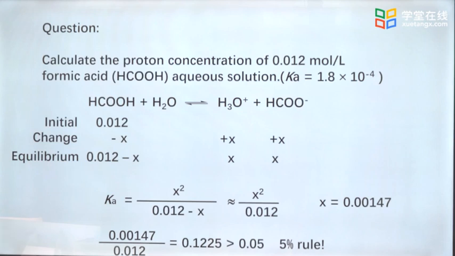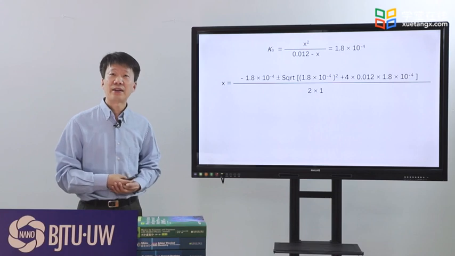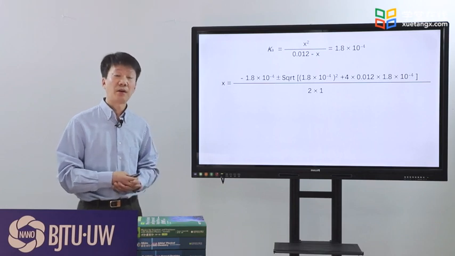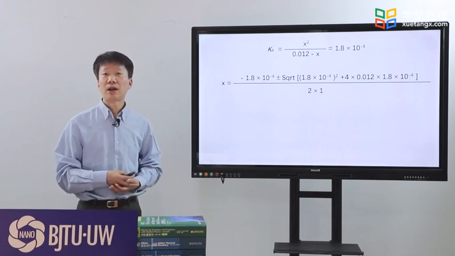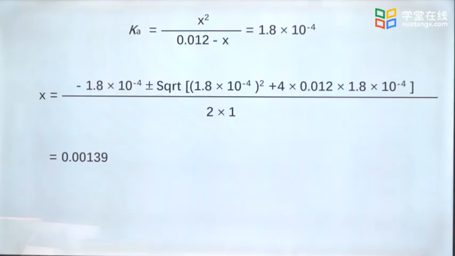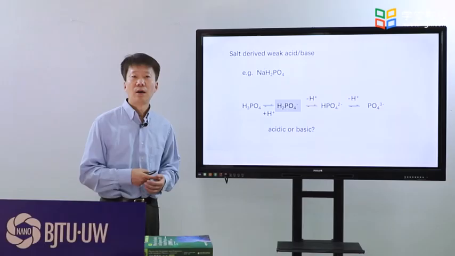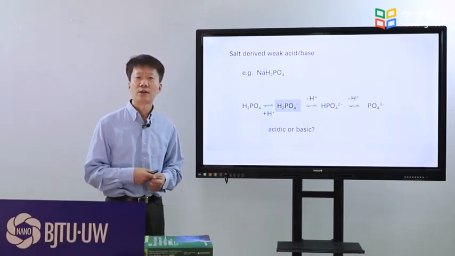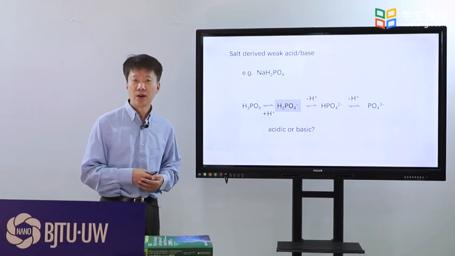We have to use the quadratic formula to calculate. We had the Ka expression, then we have the X expression as shown here, with values plugged in. The final answer is 0.00139.